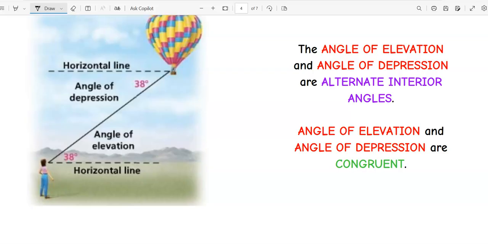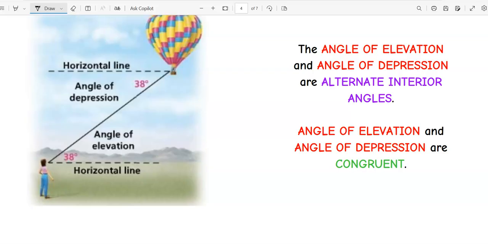So what we do is we make a horizontal line on the top of whatever object is at the top. Right here, it's a hot air balloon. We do a horizontal line on the top, and then the person on the ground creates a horizontal line on the ground, and then your angle of elevation from their line of sight to the hot air balloon, this is the transversal. And so 38 degrees, your angle of depression is the same as your angle of elevation from the person. We call it an angle of elevation if you were creating an angle from a horizontal line upward, and an angle of depression if you're creating an angle from a horizontal line downward.